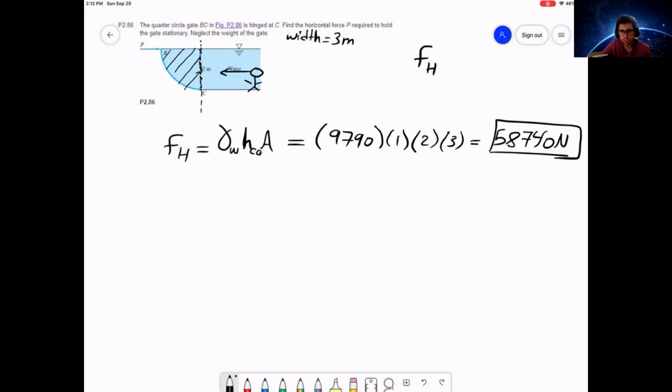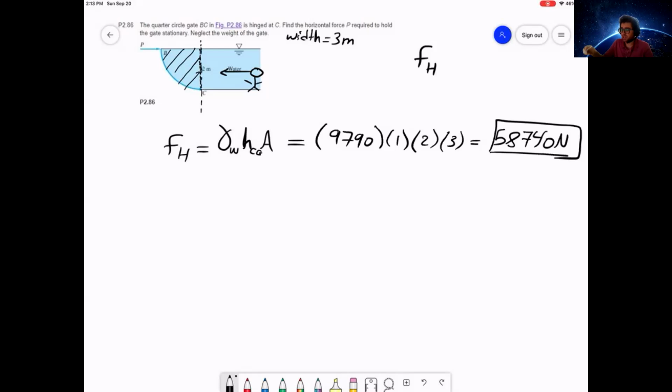So let me ask this first. Is this force acting on the centroid of this 2 by 3 rectangle? No, it is not. It's not the center of gravity. It's acting on what? The pressure. The center of pressure. Exactly. There's a new concept now, the center of pressure. Because do you guys know how the pressure distribution looks on this rectangle?